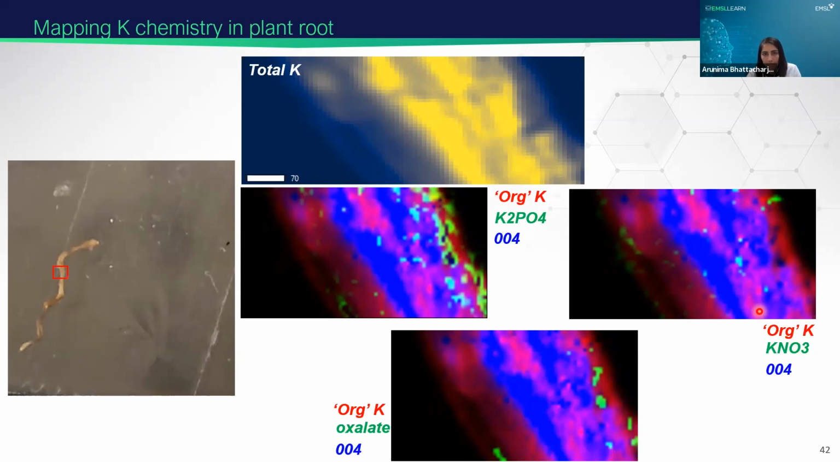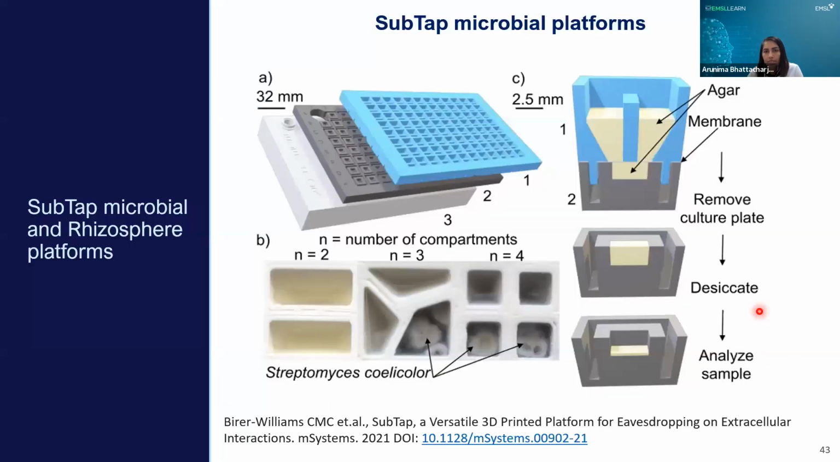Okay, now I'm going to switch gears a little bit and move on to the last platform that we are going to show you today, which is the SubTap platforms. Two examples again. I'm going to speak very briefly about the SubTap microbial platform. This was developed by a user at EMSL, and we use this technology to create platforms which we are now able to use for plant growth.